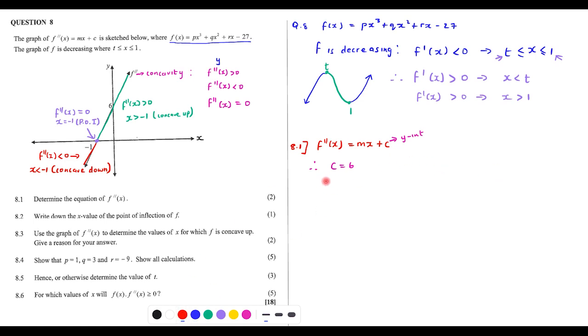A quick one will be to say f double prime x is equal to mx plus 6, which means we're first substituting the value that we got for c, and then from here we can just use a point. I'm going to use (-1, 0). When I do that, 0 is equal to m times -1 plus 6, so 0 is going to be minus m plus 6, and therefore m is equal to 6, and my second derivative is going to be 6x plus 6.